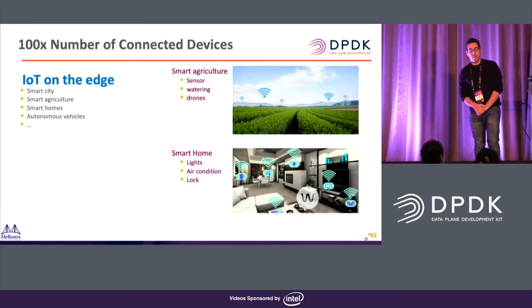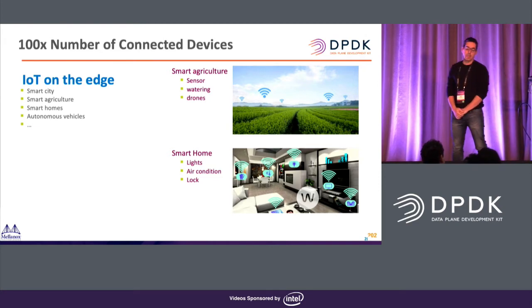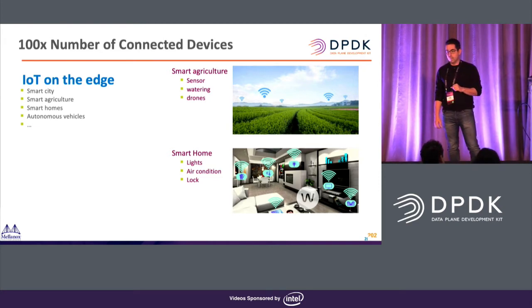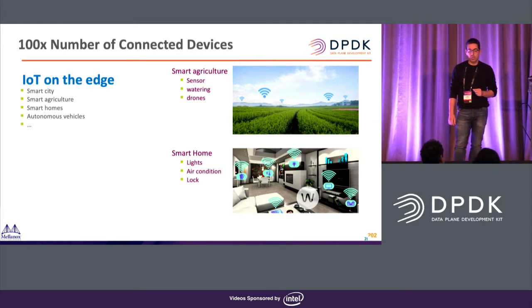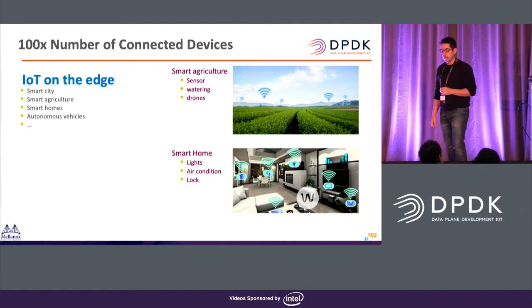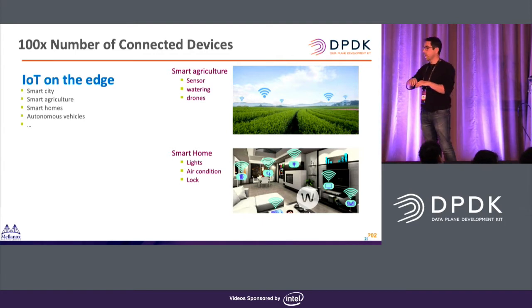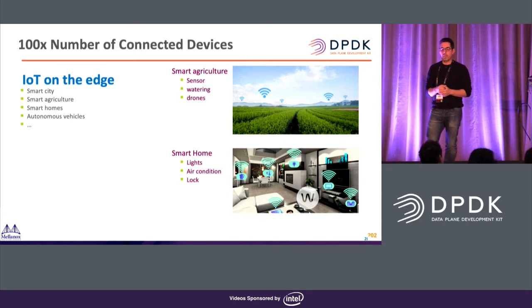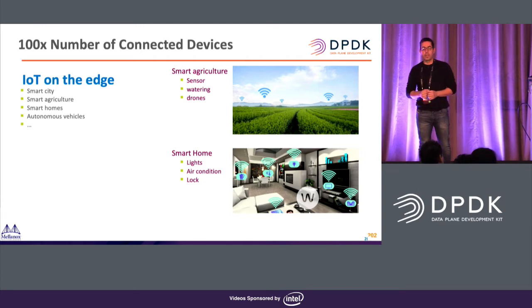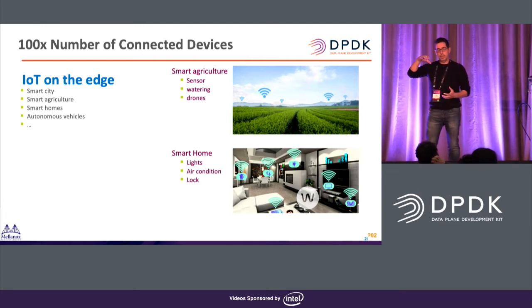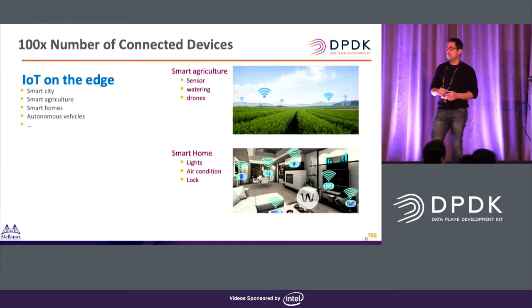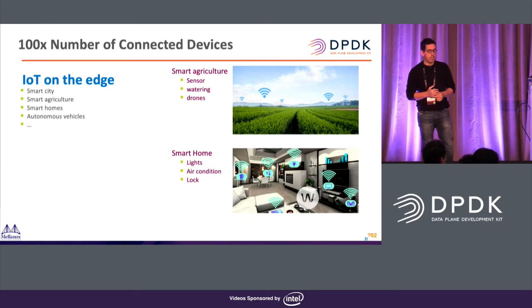100 times more connected devices. The reason behind that is IoT. If you heard about smart cities, smart agriculture, smart home. In smart agriculture, for example, you have many sensors on the farmer's field. They are all transmitting to some system, for example, how dry is the land, and the system knows where to water the plants and where not, saving water.